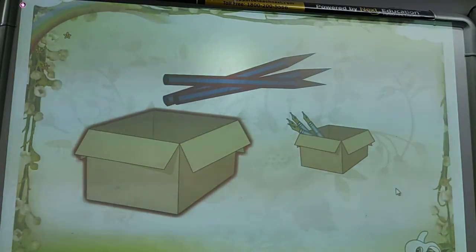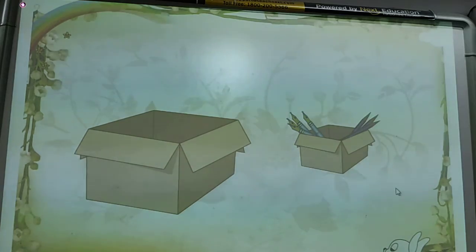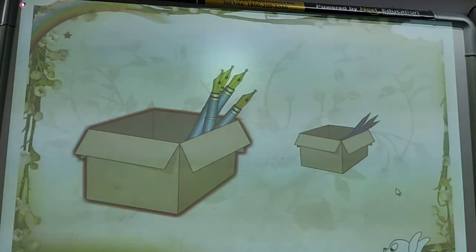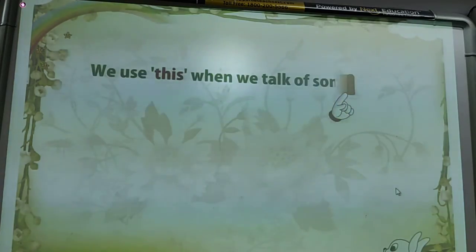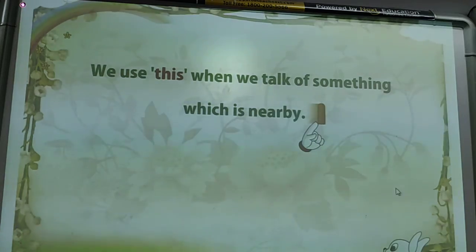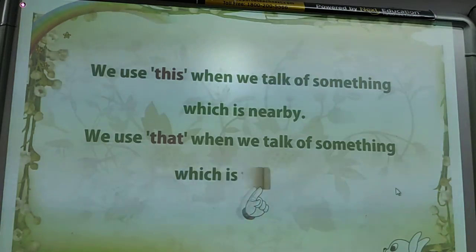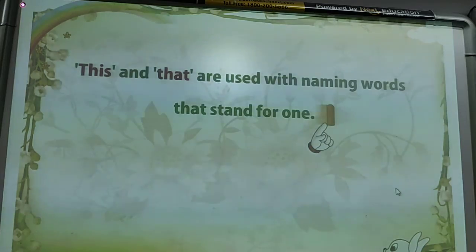this box and put them in that box. Let us take some pens from that box and put them in this box. Good! We have put the pencils and the pens in the correct boxes. We use this when we talk of something which is nearby. We use that when we talk of something which is far away. This and that are used with naming words that stand for one.